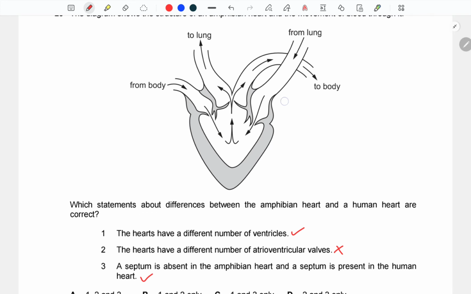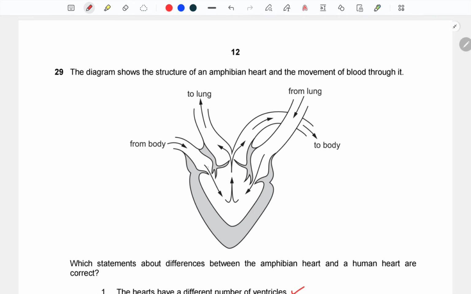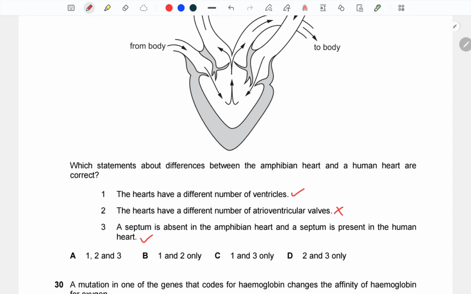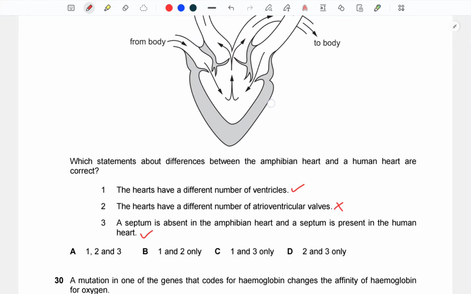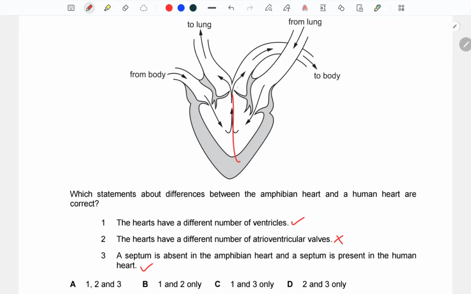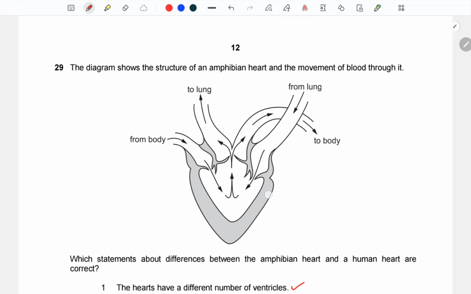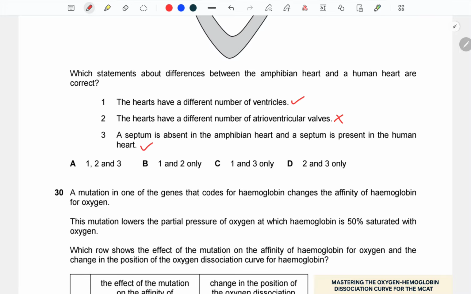The hearts have a different number of atrioventricular valves. This is wrong. This contains 2 atrioventricular valves. The human heart also contains 2 atrioventricular valves, the bicuspid and tricuspid. A septum is absent in the amphibian heart and present in the human heart. This is correct. The septum should be over here. However, it's absent in the amphibian heart, but this septum is present in the human heart. So for 29, our answer should be C, 1 and 3 only.